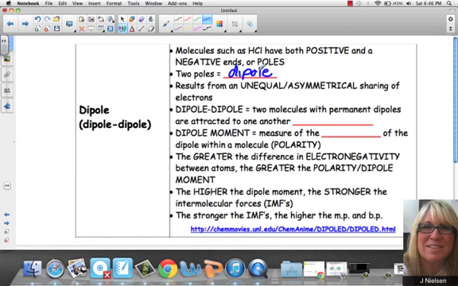Dipole-dipole is two molecules with permanent dipoles that are attracted to one another, kind of like the two HCl's that I just showed you. One HCl that had a dipole, slightly positive side by the H, slightly negative side by the Cl, and that was attracted to another dipole in another HCl molecule. So the two molecules with permanent dipoles are attracted to one another temporarily.